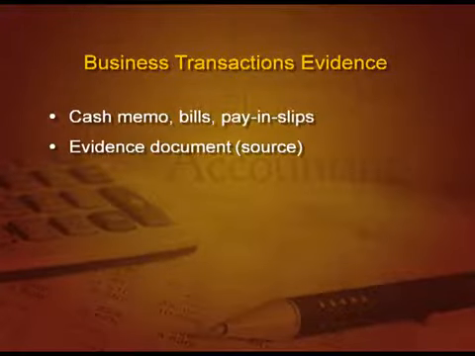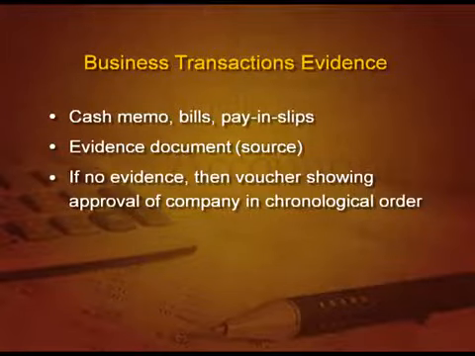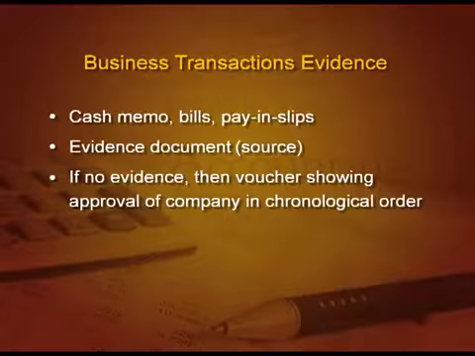Now, these are called evidence documents, that is the source documents. If there is no evidence, then we have to prepare a voucher. This voucher is prepared by the company showing the approval of the company, and these vouchers are prepared in a chronological order. Chronological means date wise order.